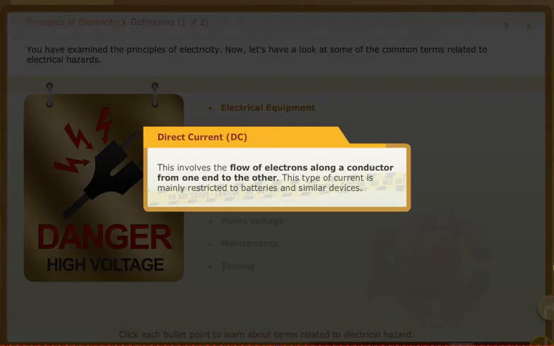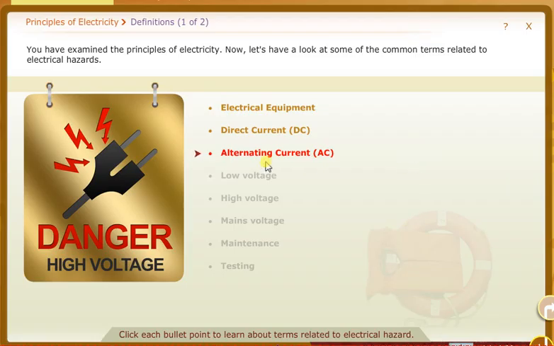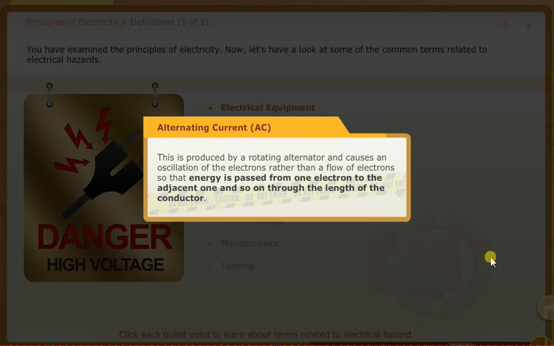Direct current or DC. This involves the flow of electrons along a conductor from one end to the other. This type of current is mainly restricted to batteries and similar devices. Alternating current, or AC. This is produced by a rotating alternator and causes an oscillation of the electrons rather than a flow of electrons, so that energy is passed from one electron to the adjacent one and so on through the length of the conductor.